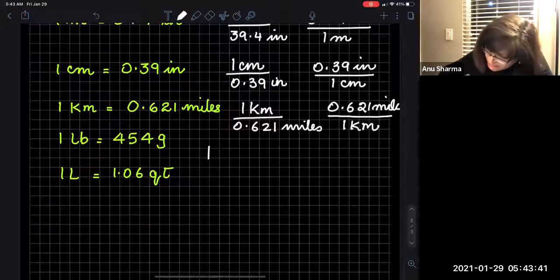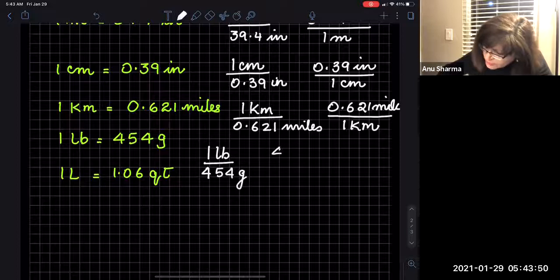Next, we have 1 pound over 454 grams. And the other one is 454 grams over 1 pound.